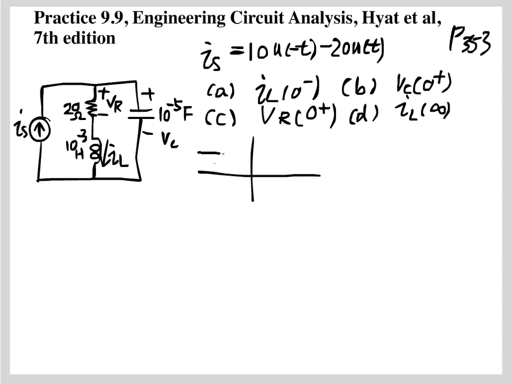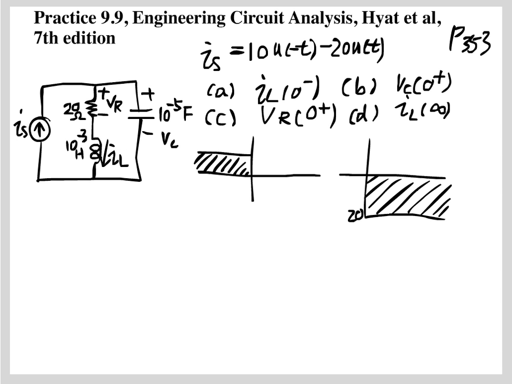Alright, so we know the IS is composed of two elements. One is a 10 u(-t). This is what 10 u(-t) looks like. And the other one is minus 20 u(t). And this is what minus 20 u(t) looks like. Okay.